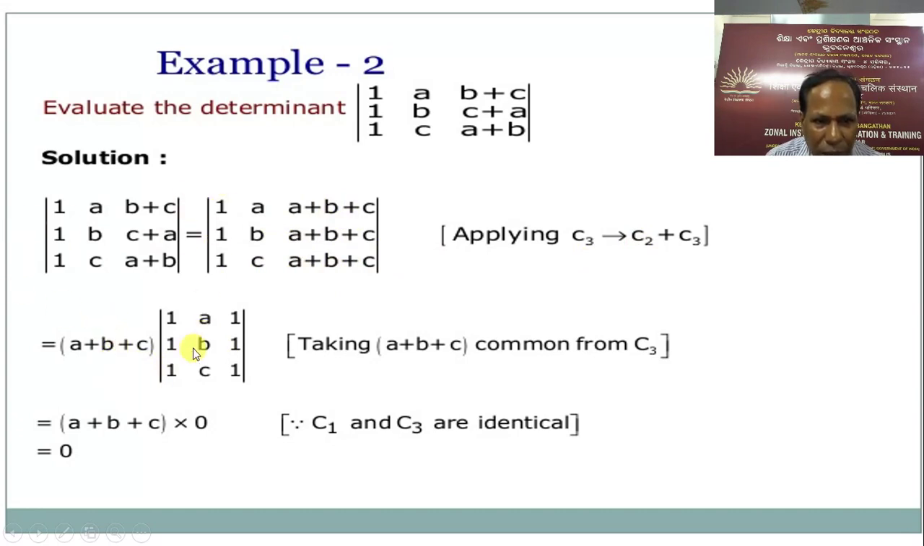We are left with 1, 1, 1, A, B, C, then here 1, 1, 1. Now we observe that these two columns, the first column and the third column, are identical. So the determinant vanishes. This determinant becomes 0, and 0 multiplied by A plus B plus C is again 0. Here again we have not directly evaluated the determinant by getting cofactors and minors. Rather, we have evaluated the determinant by using properties of determinants.